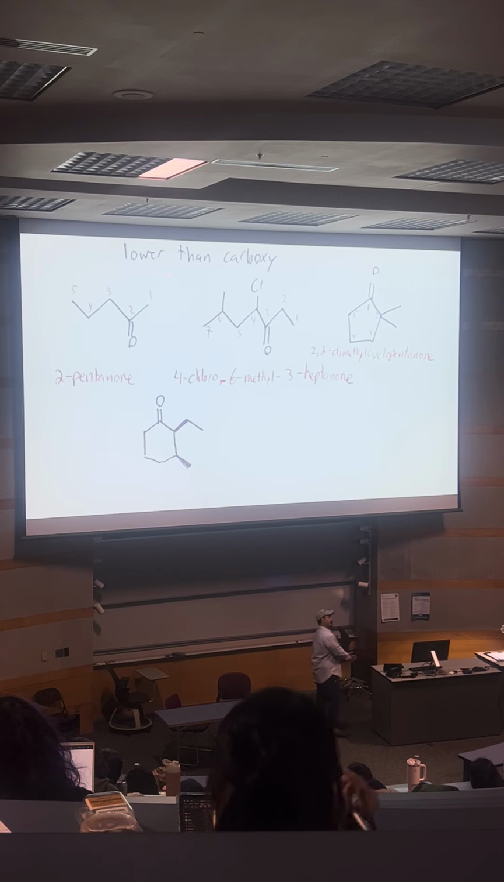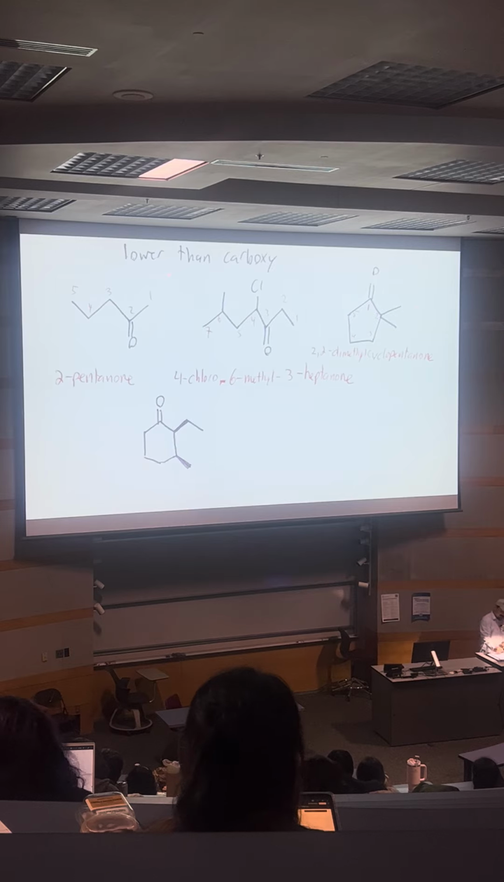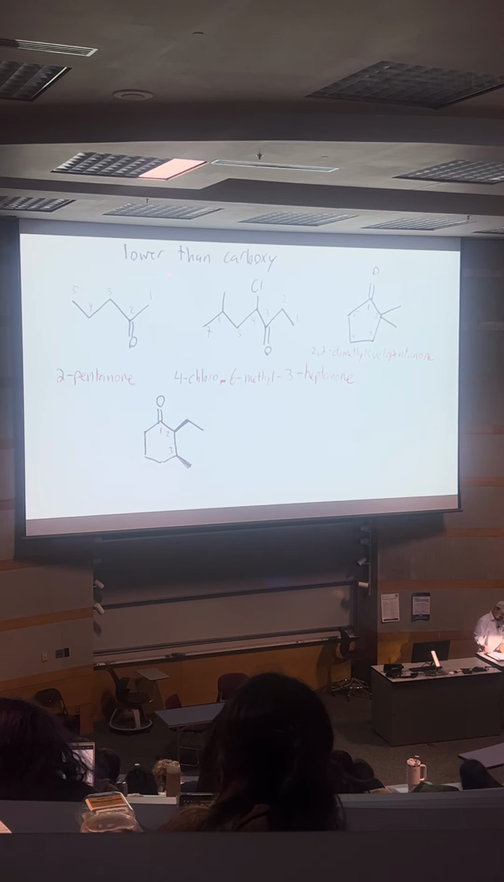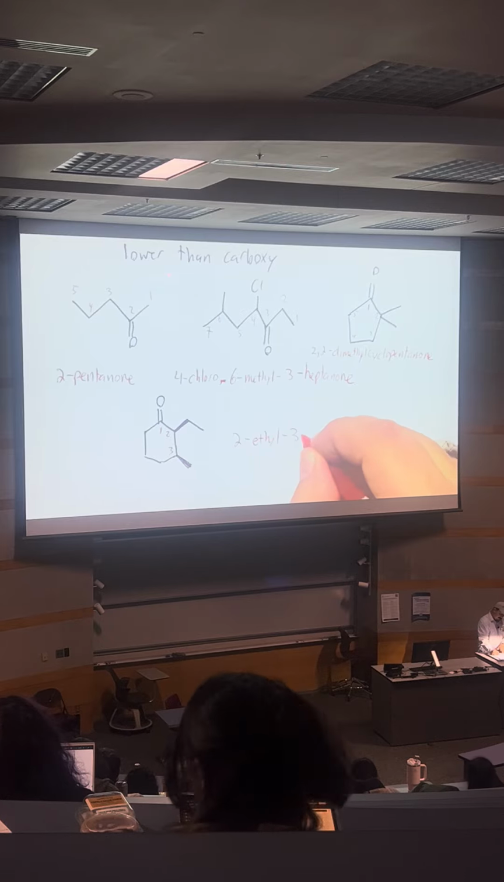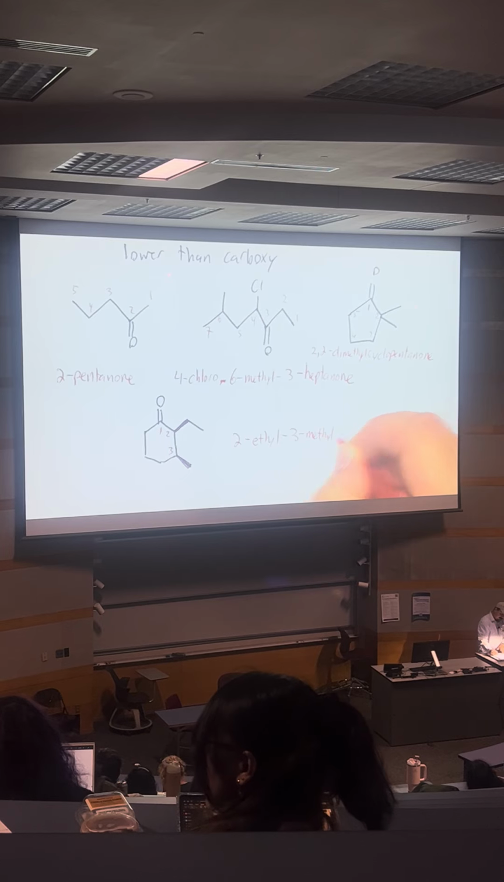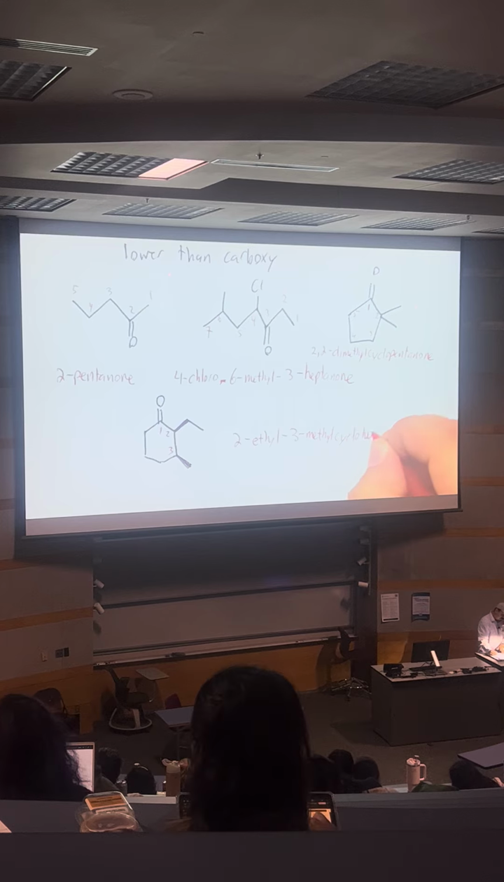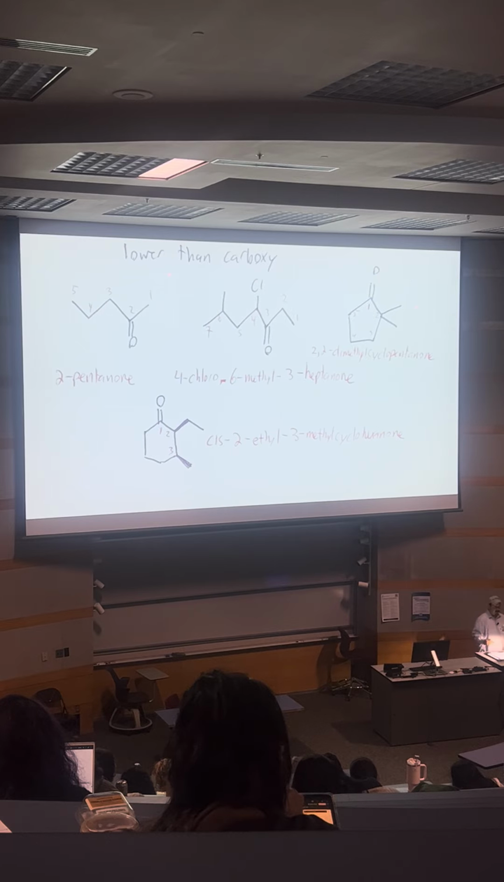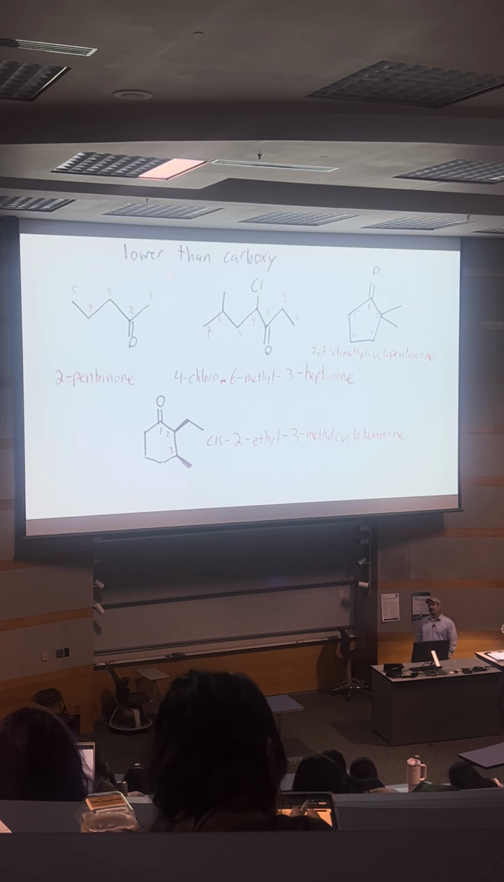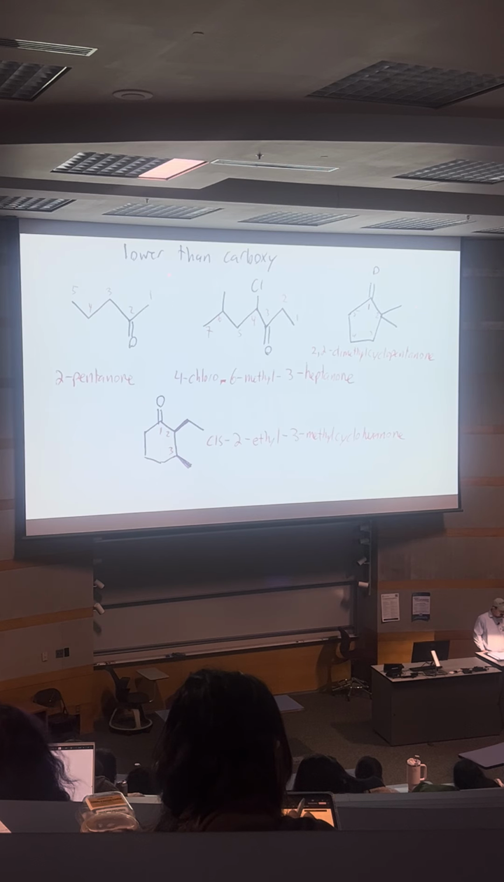Is it 2-ethyl, 3-methylcyclohexanone? This is true. Yes. Carbon 1, 2, 3. You said 2-ethyl, 3-methyl, cyclohexanone, and 6. Yes. I was just going to ask you about stereochemistry. There is stereochemical information provided. Groups at 2 and 3 are cis. Absolutely. So cis-2-ethyl-3-methylcyclohexanone is correct. Good job.